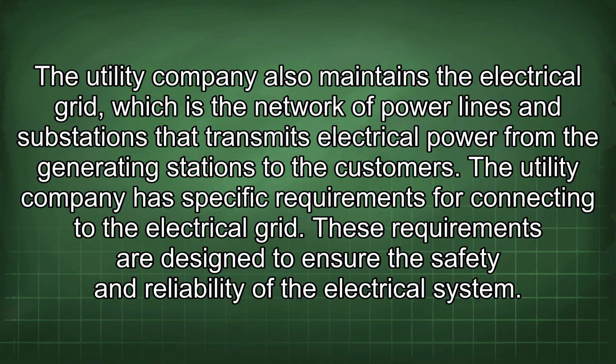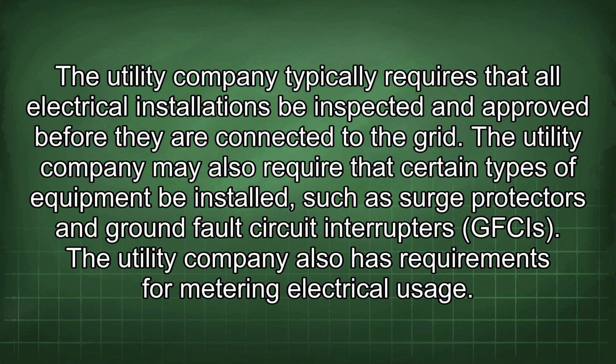The utility company has specific requirements for connecting to the electrical grid. These requirements are designed to ensure the safety and reliability of the electrical system. The utility company typically requires that all electrical installations be inspected and approved before they are connected to the grid. The utility company may also require that certain types of equipment be installed, such as surge protectors and ground fault circuit interrupters (GFCIs). The utility company also has requirements for metering electrical usage.